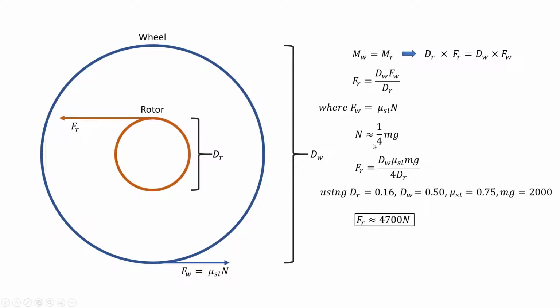And here we're just going to make an assumption that the normal force is 1/4 the weight of our Baja vehicle with the driver. That's not perfectly correct, with the load transitioning to the front of the vehicle. So the front of the vehicle is going to see higher loading in a dynamic situation. But here we're just going to take this approximation. And finally, we can get the force as a function of our diameters, our coefficient of friction, and the weight. And when we substitute these realistic values in, we get a force on our rotor, as displayed here, of 4.7 kilonewtons.